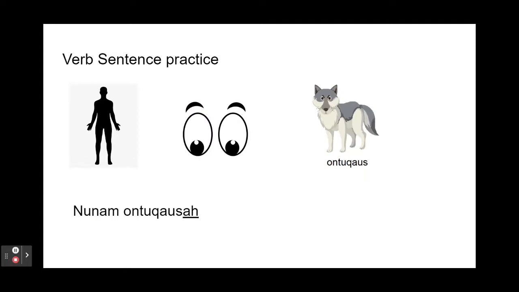So let's practice a sentence. Nunam ontukausah. I see the wolf. Notice how, because I'm an animate object and the wolf is an animate object, the wolf takes on the obviative suffix ah.